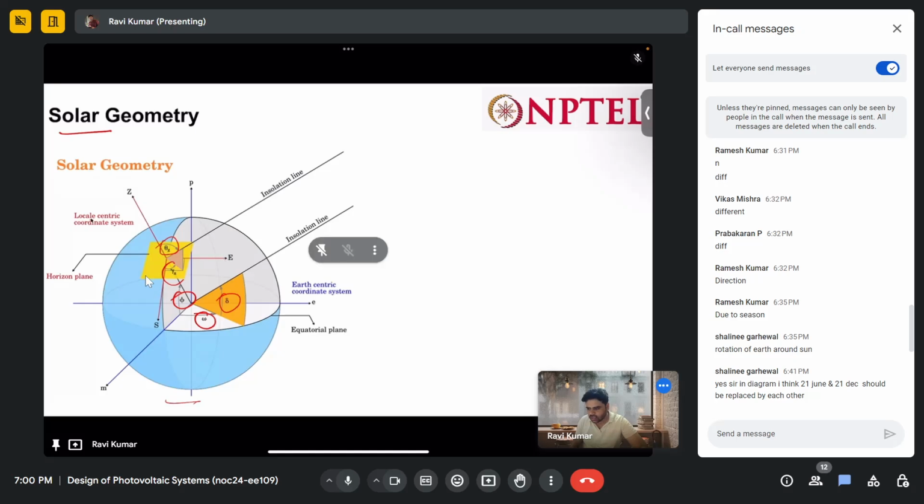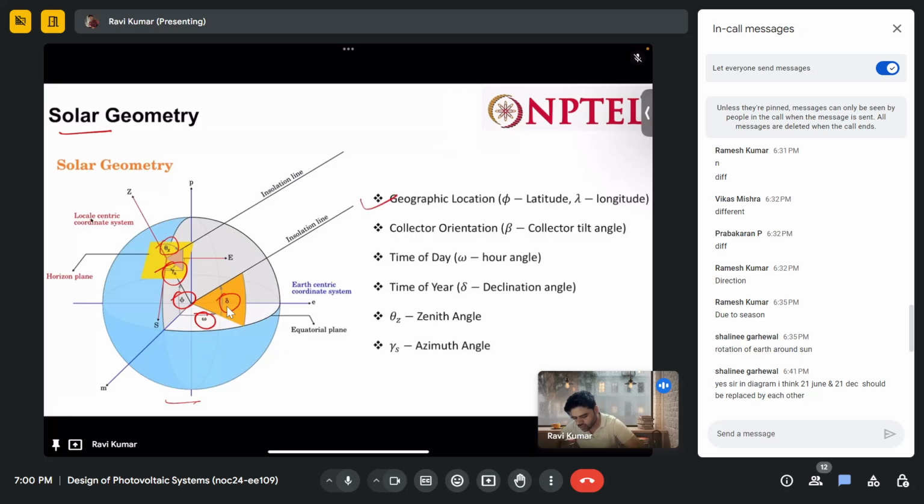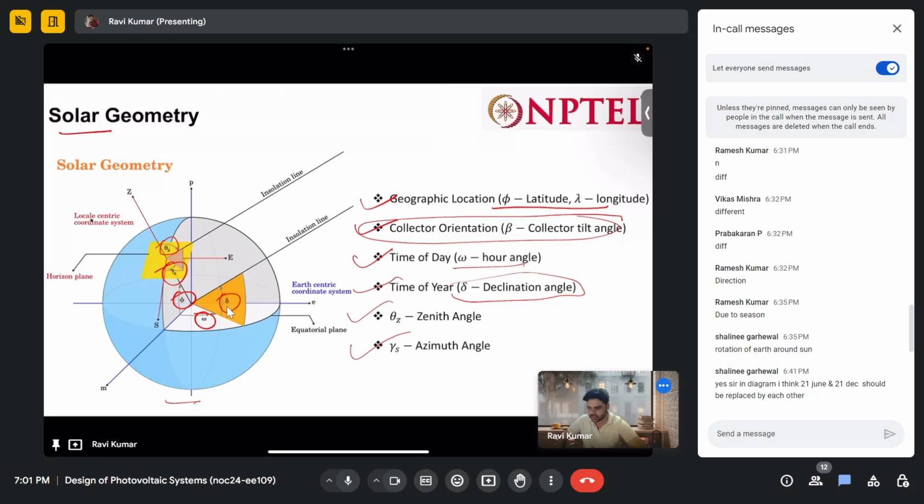Then we have the azimuth angle. Take the sun in your normal plane, and the angle between this reflection of the sun in the plane and the south direction is our azimuth angle. All the angles are written here. We have geographic location, latitude, longitude, then tilt, then time of the day, hour angle. Tilt angle is not here because we are not having any surface as of now. Then we have time of the year, that is our delta. Then we have theta z, zenith, and gamma s, that is azimuth. So these are the different angles we have in solar geometry.